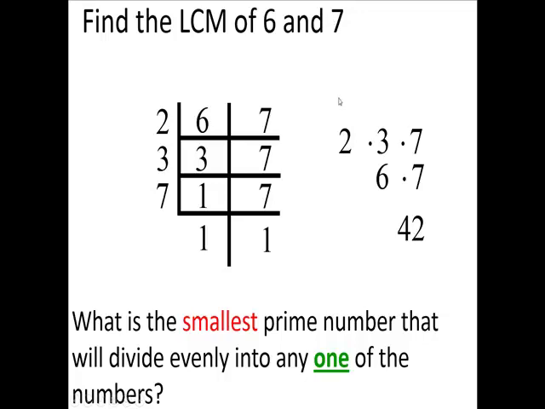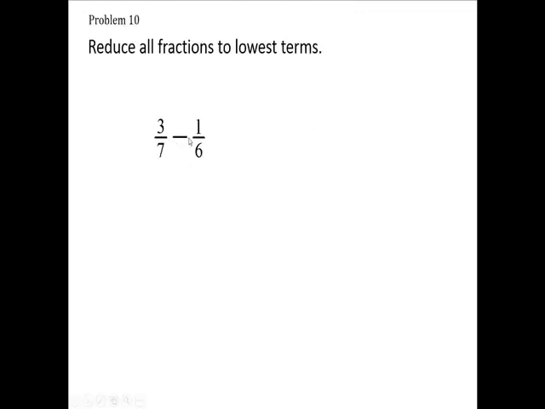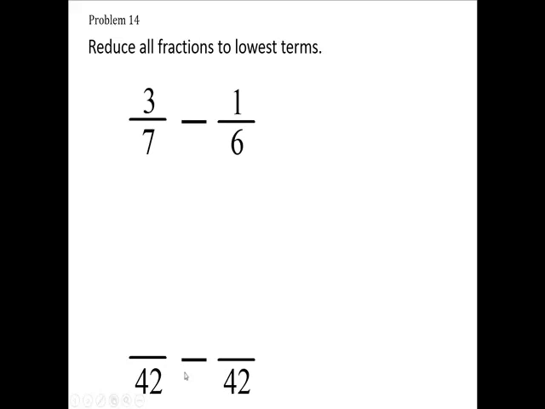Okay, now how do I use this? I use this 42 to make these into like fractions. Draw a little bit bigger, put my 42 down here for the like fraction denominator. 42 is the common denominator, the least common denominator for 6 and 7. Now let's copy these two fractions down one more time, to give myself some space to write.